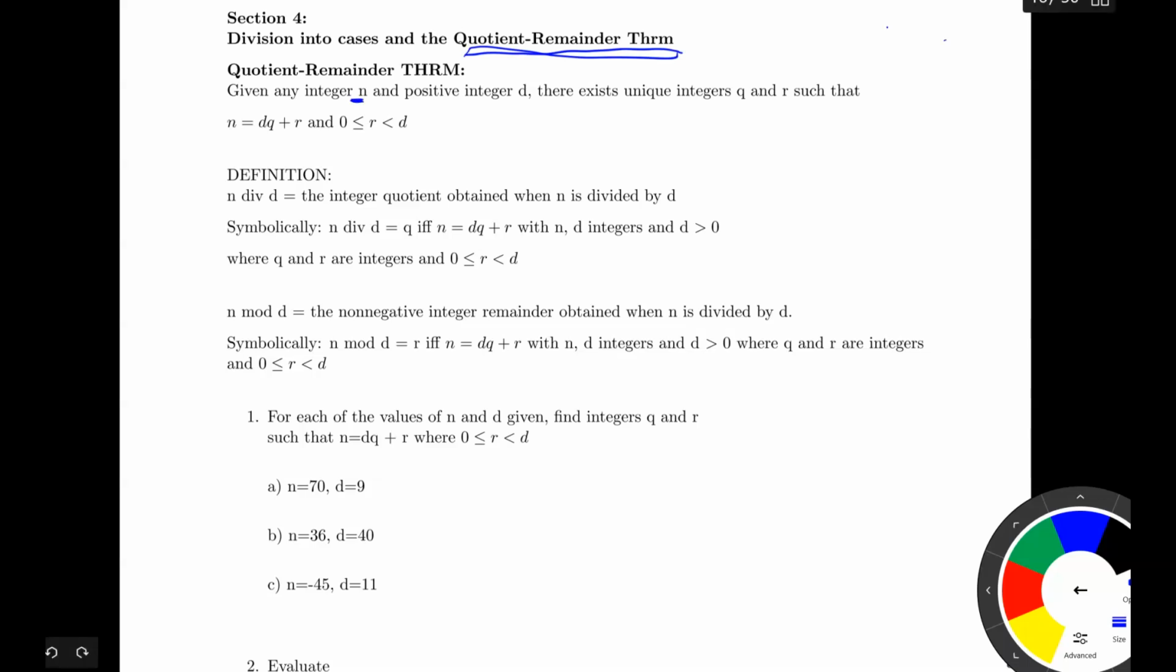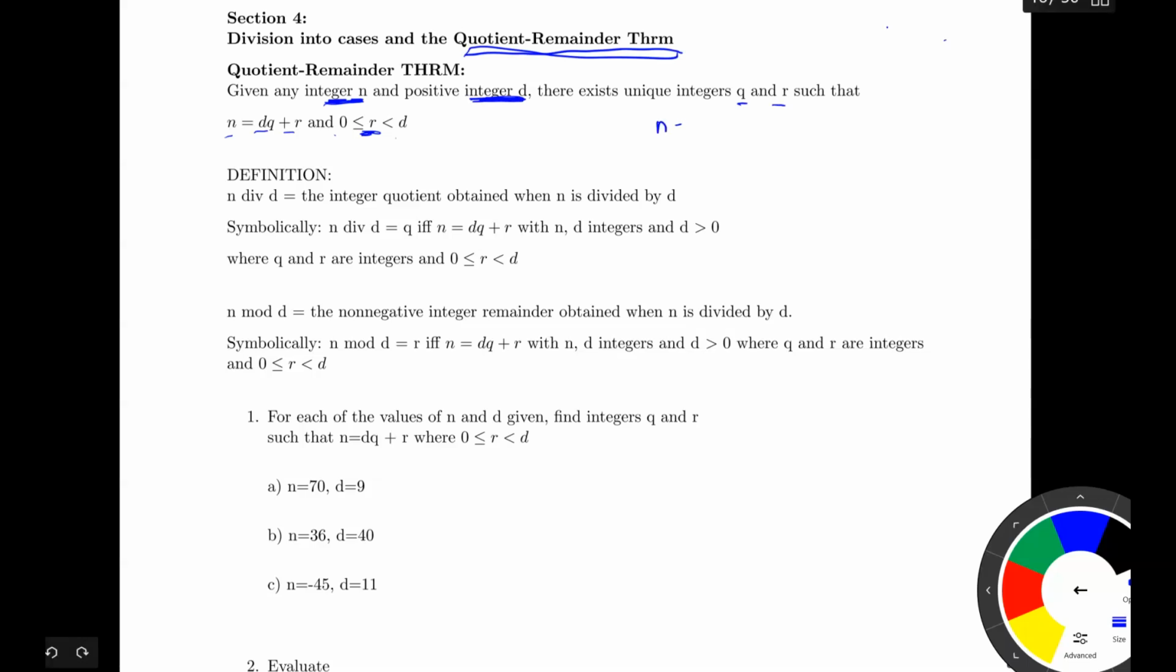Okay, so if I'm given any integer n, so n can be negative, and there is a positive integer d, that's the divisor, just like we used to use d divides n. And there's going to be some q and r. So n is equal to dq plus r, where r is going to be called the remainder, and it has to be smaller than the divisor.